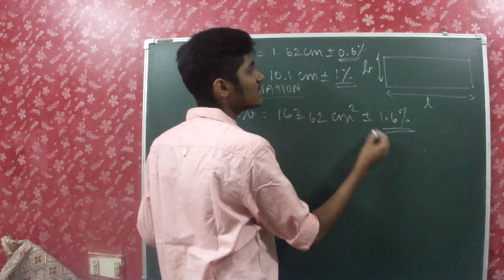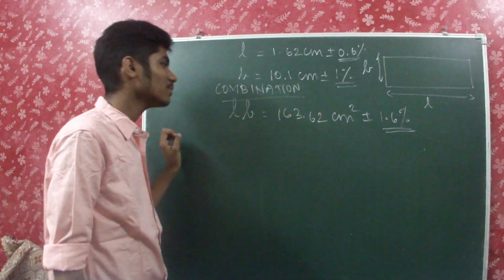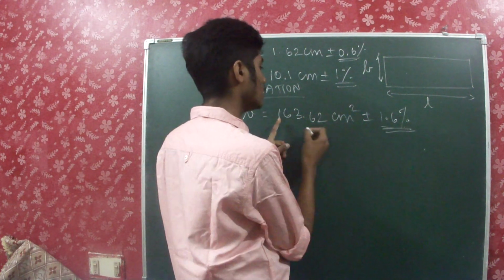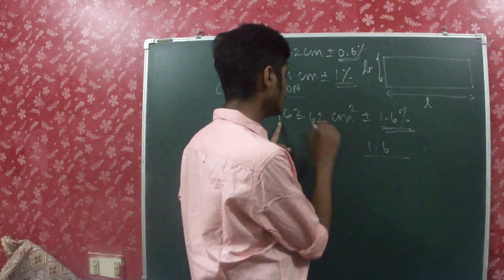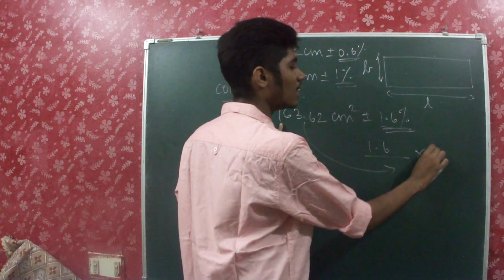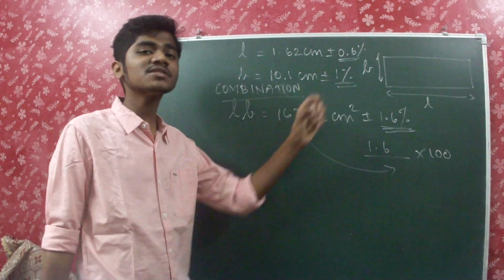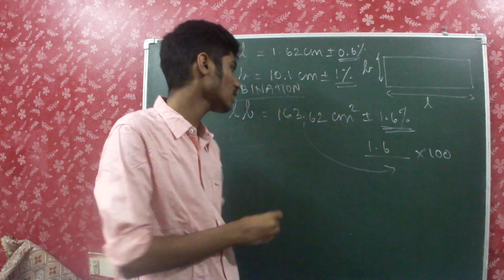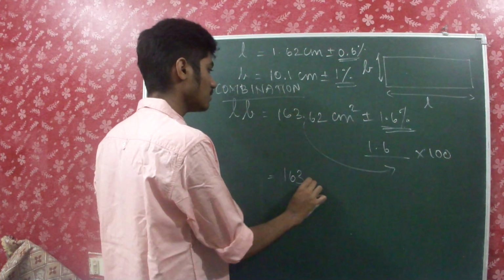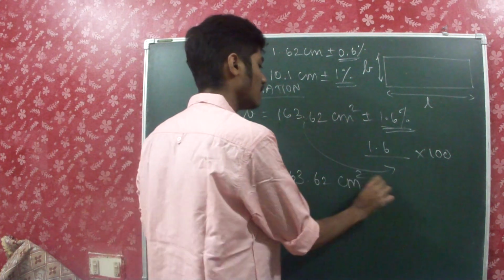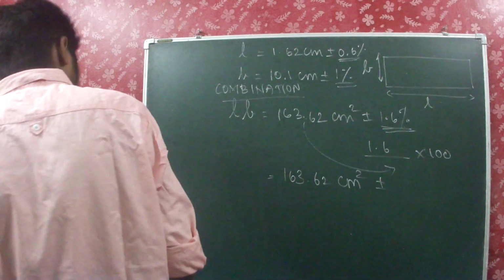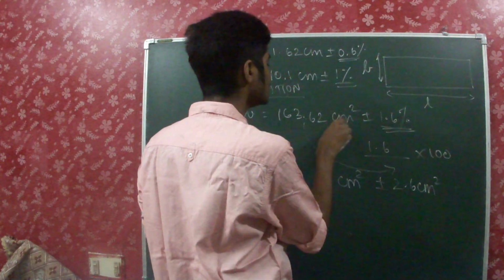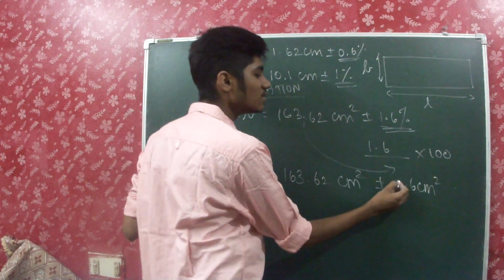Okay, I told you that the errors will always get added. That's why it's 1.6%. Now, how do we round off this? So 1.6% is nothing but 1.6% of this number into 100. Am I right? So 1.6% error of this number is equal to 1.6 divided by 100 times this number. So the value is 163.62 centimeters square plus or minus 2.6 centimeters square. So this can be rounded off.